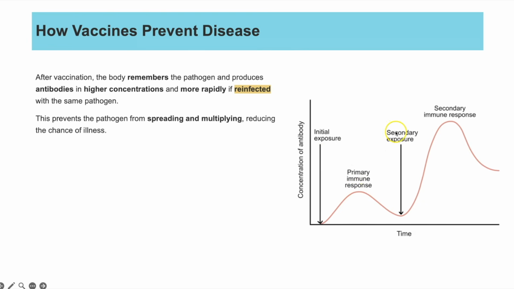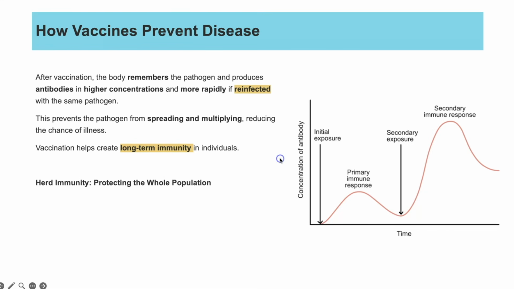So if later on you do get infected with the actual pathogen, that would be our second exposure, because your white blood cells already have a memory of that pathogen and the antibody, it's able to respond much, much quicker, and that's why we've got a much steeper curve here, much quicker and in larger quantities to produce those antibodies so that the pathogen will be destroyed before you get any symptoms. Now, what that means is you have this long-term immunity to that particular pathogen.